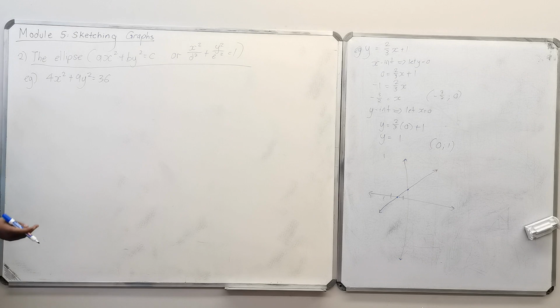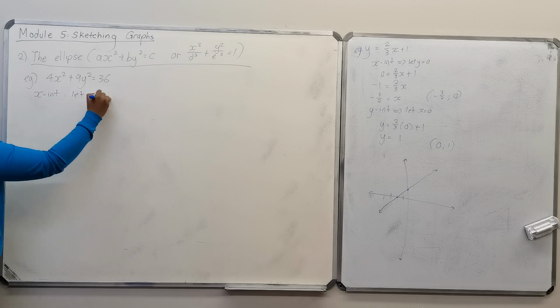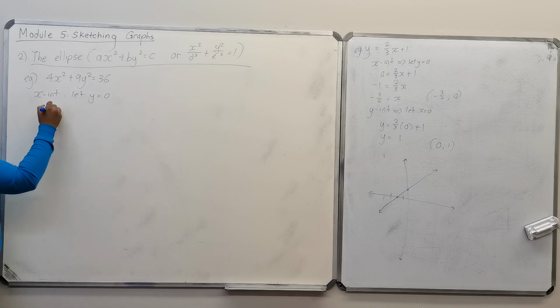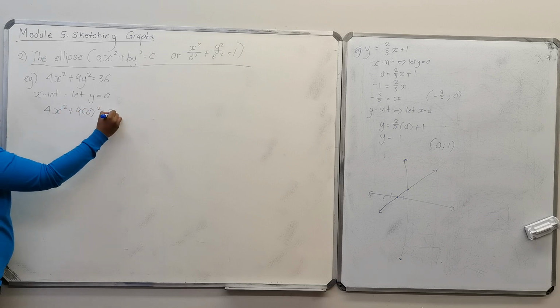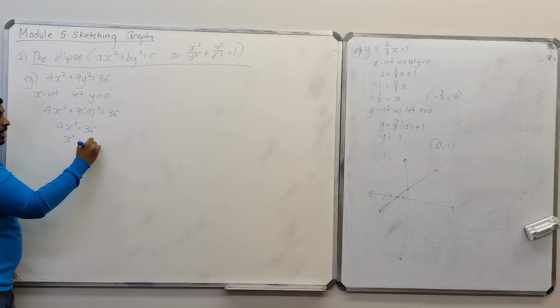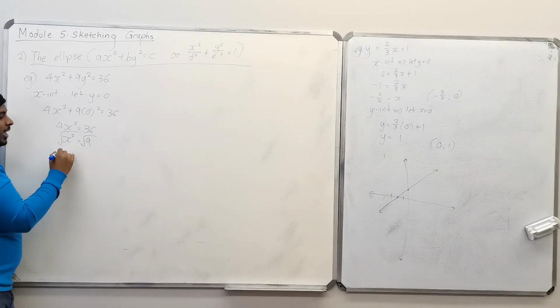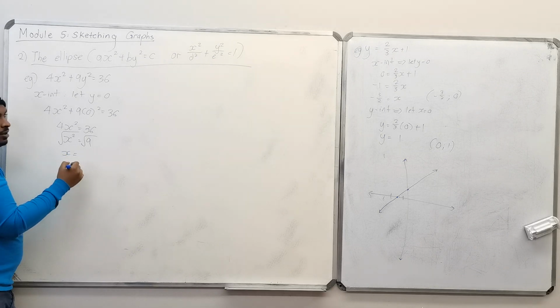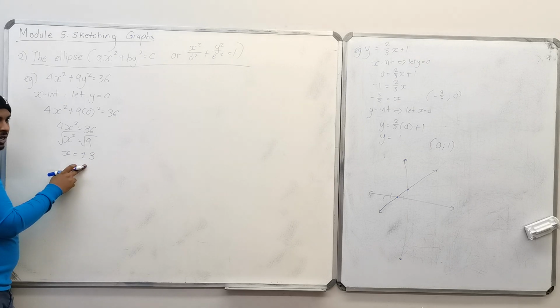To plot a graph, we need 2 points. So for your x-intercept, let y equal to 0. So 4x squared plus 9 times 0 squared is equal to 36. 4x squared is equal to 36. 36 over 4 is what? 9. Then how are you going to do the square? Square root it. And x is equal to? Plus or minus 3. It's 2 values for x, right?